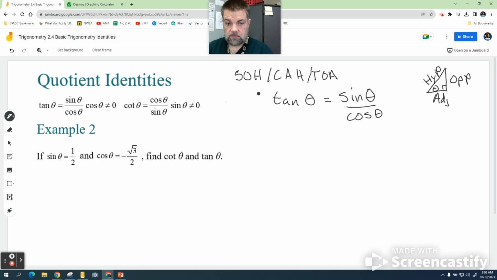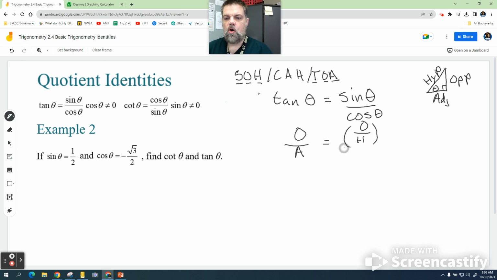Well, tangent is the opposite over the hypotenuse, isn't it? Or no, adjacent. Whoa, almost screwed the whole thing up. That's what SOHCAHTOA means. Tangent is the opposite over the adjacent. Then sine is actually the opposite over the hypotenuse. That's what the sine is, the opposite over the hypotenuse.